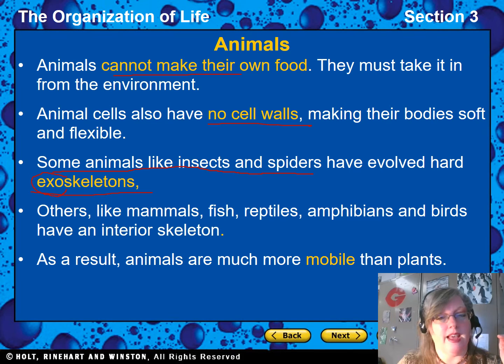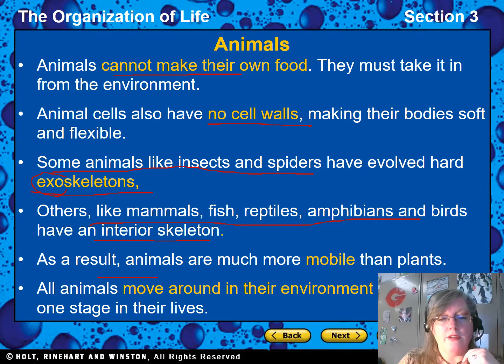That's their skeleton on the outside. Others, like the mammals, fish, reptiles, amphibians, and birds, we all have an interior skeleton. And as a result of both of these, the animals are much more mobile than the plants. And every single animal moves around in their environment at some point of their life.